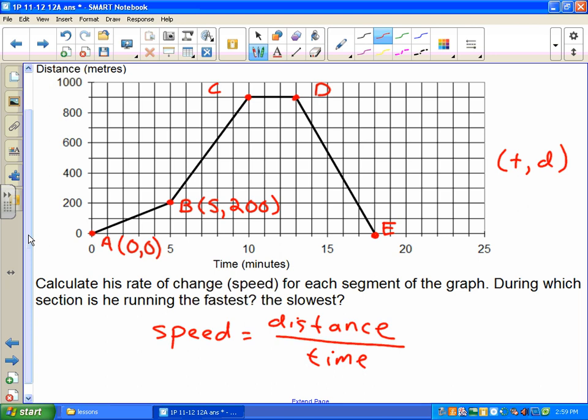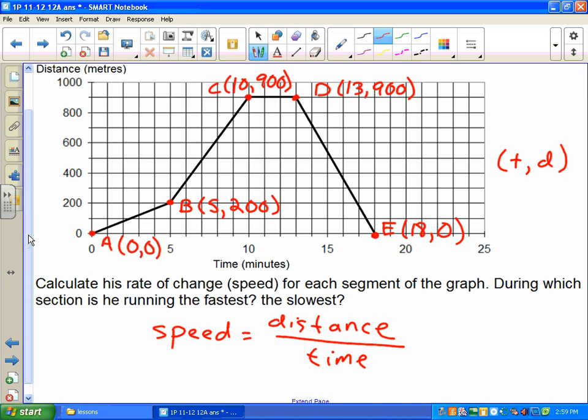Well, let's see, I'm at 10 minutes. And what's my distance? I go across, and it's halfway between 800 and 1,000, so that's going to be 900. D, if I look at the coordinates here, let's see, 10, 11, 12, 13 is my time. And my distance is still 900. And what about point E? Let's see, what's my time? 15, 16, 17. The time is 18. And what is my distance from home there? 0. So that's suggesting that he's back at home.